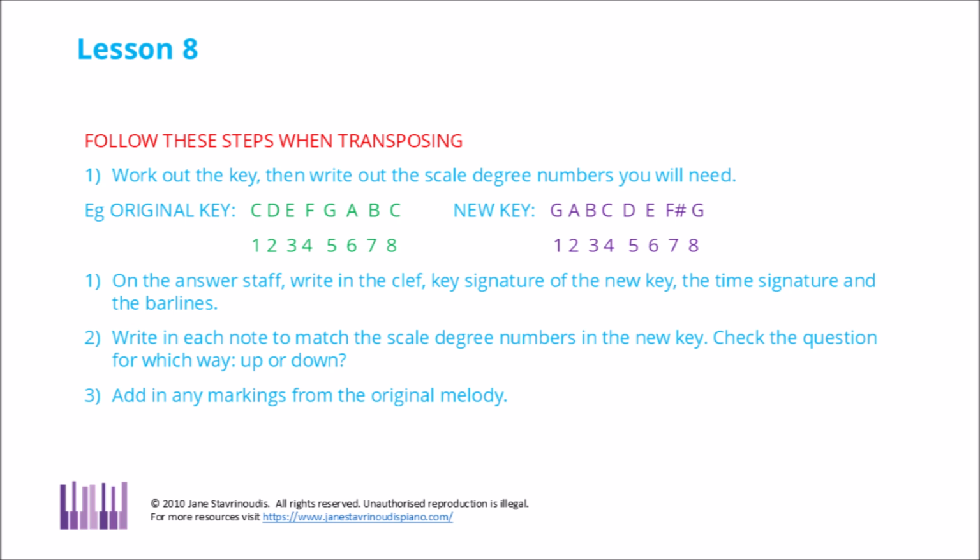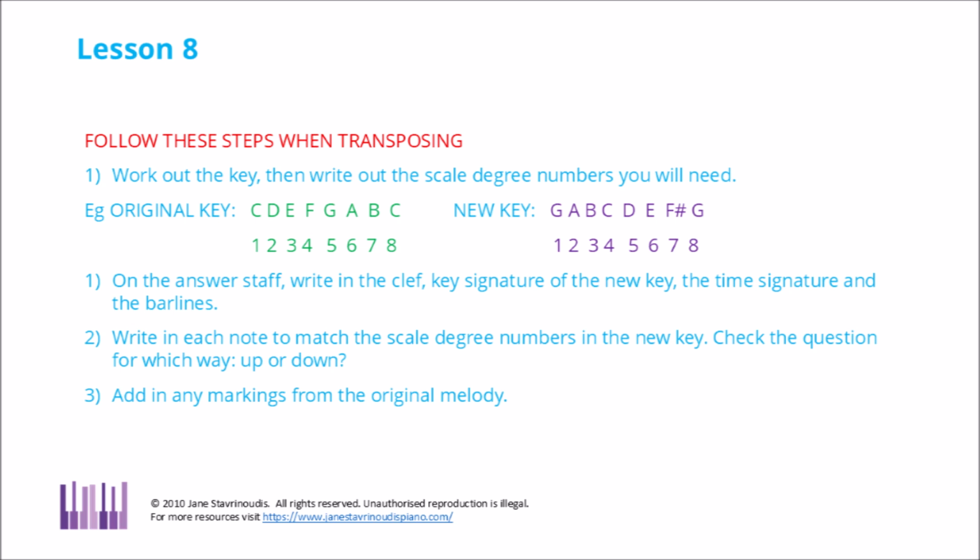Then you will write the notes of the scale of the new key. For example, if you are to transpose into G major, you will write G, A, B, C, D, E, F sharp, and G, and under each of those notes write in their scale degree numbers to match it of 1, 2, 3, 4, 5, 6, 7, and 8.